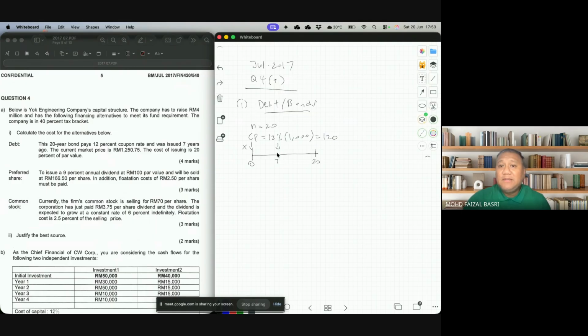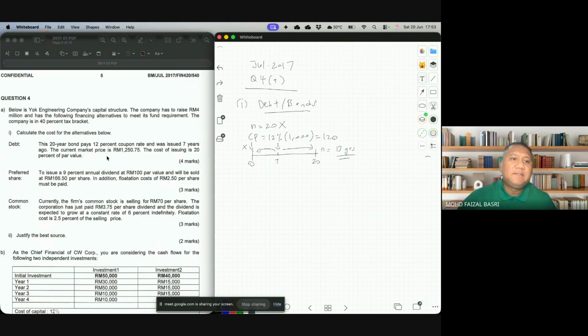Okay, so we are here now. It was issued 7 years ago kan. So we are here. So N dia, okay, years to maturity, dia bukanlah 20 tahun total sebab kita dah berada di sini. So we left with this portion sahaja. So N kita, okay, our N is left with 13 years to go. Okay, daripada tahun ke-7 ke tahun 20, kita tinggal 13 tahun lagi, kan? So technically, the N is not 20, the N is 13 years.